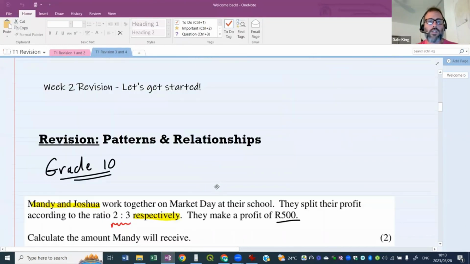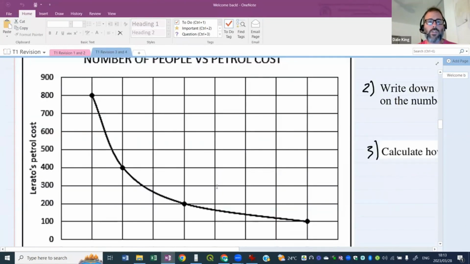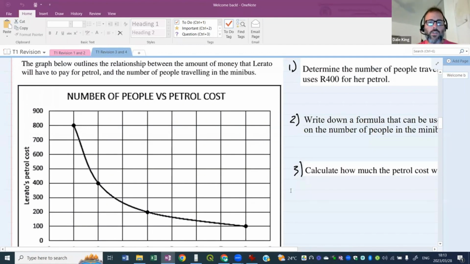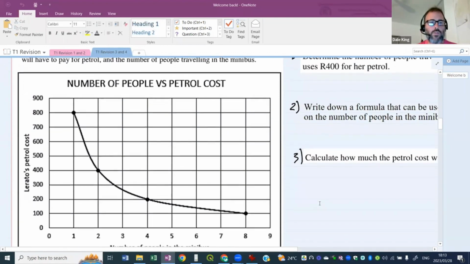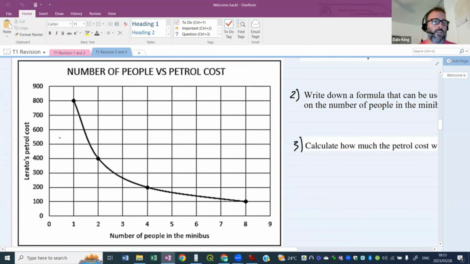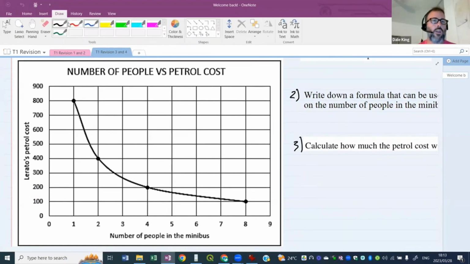Let's go up to here. Here's the graph. All right, so that is the graph. It's the number of people versus the petrol cost. So we can see here on the y-axis, we have the petrol cost, okay? And right here at the top, you can see that the top value here for one person is 800 Rand. So what this graph says is that if you have one person in this minibus taxi, the petrol will cost you 800 Rand.